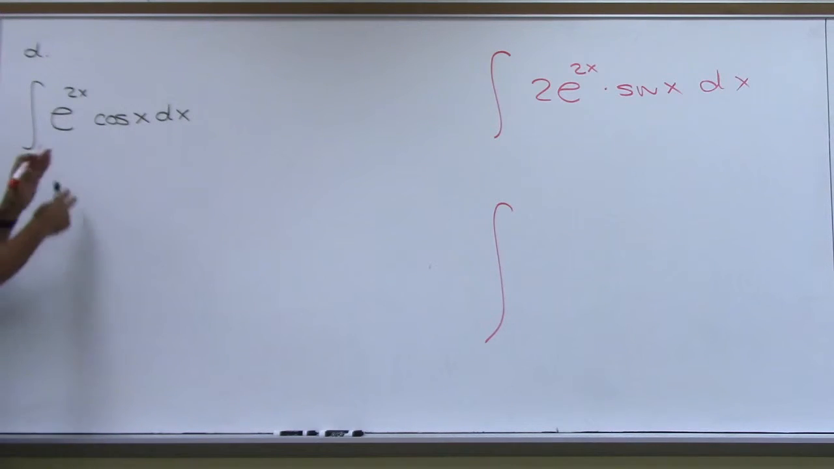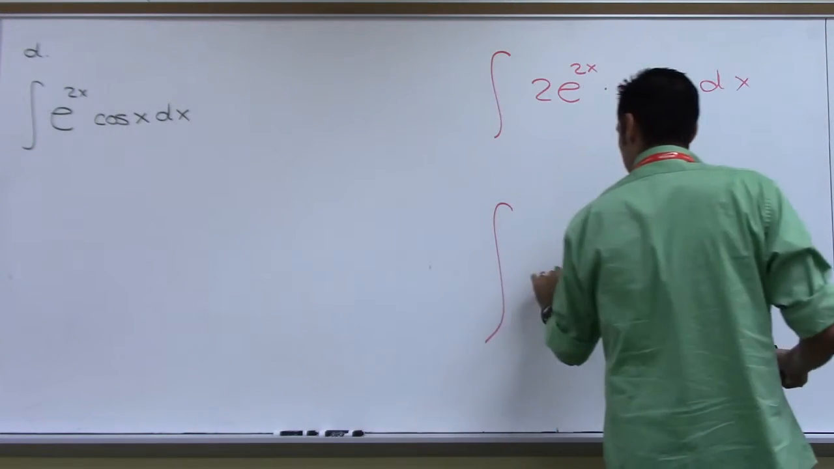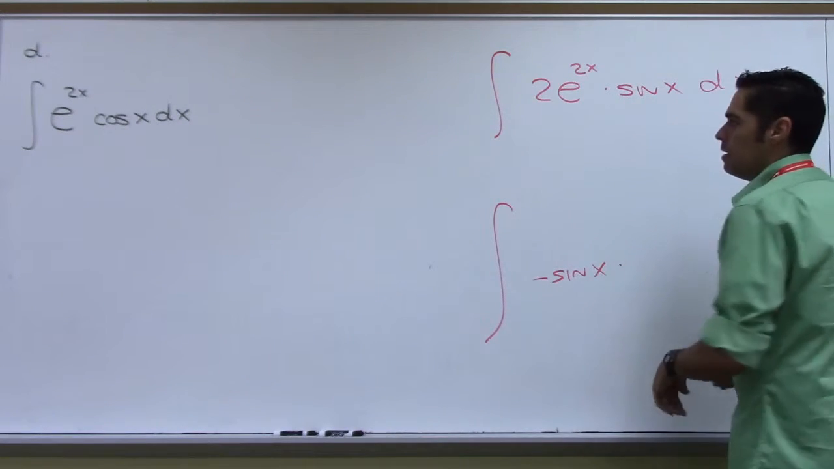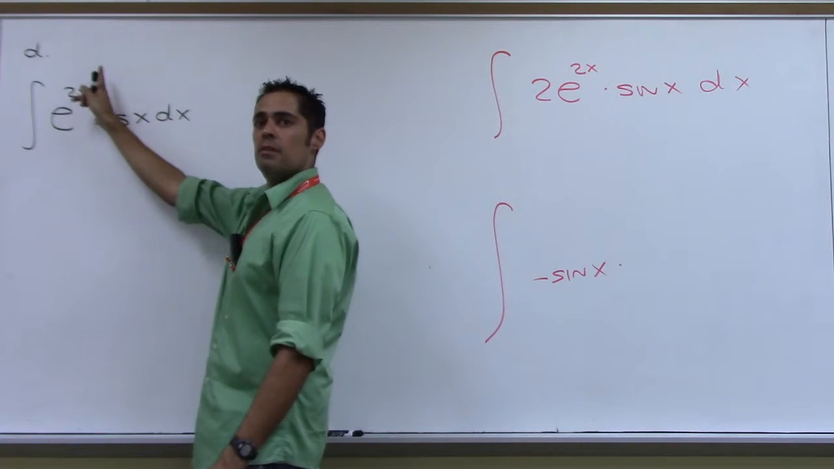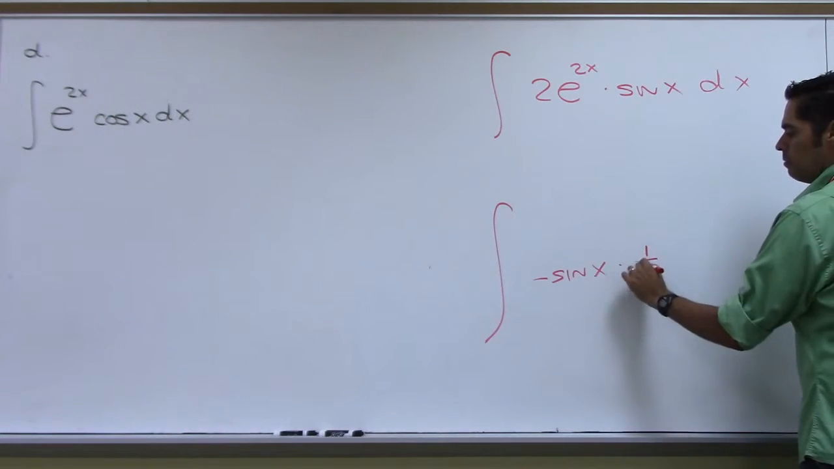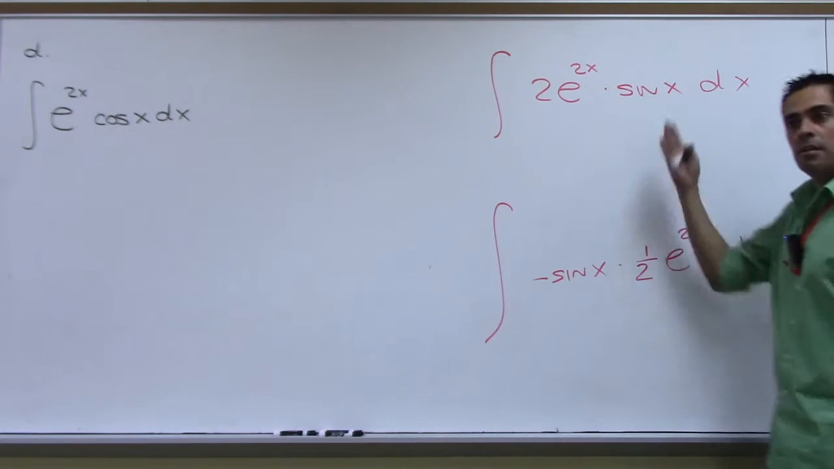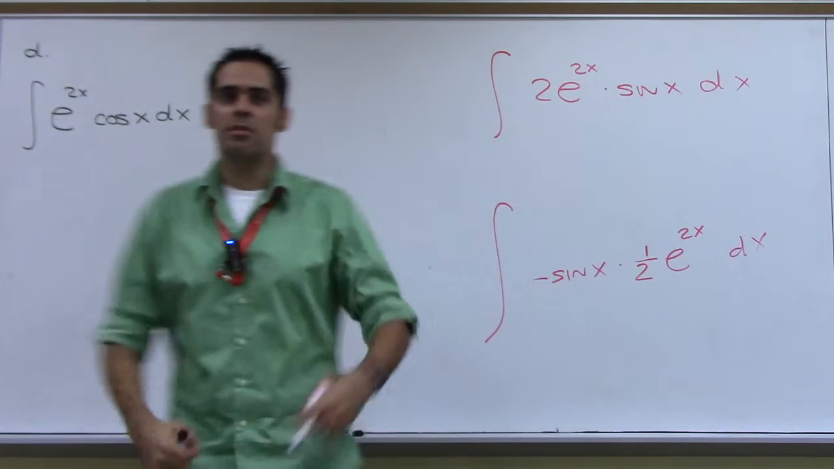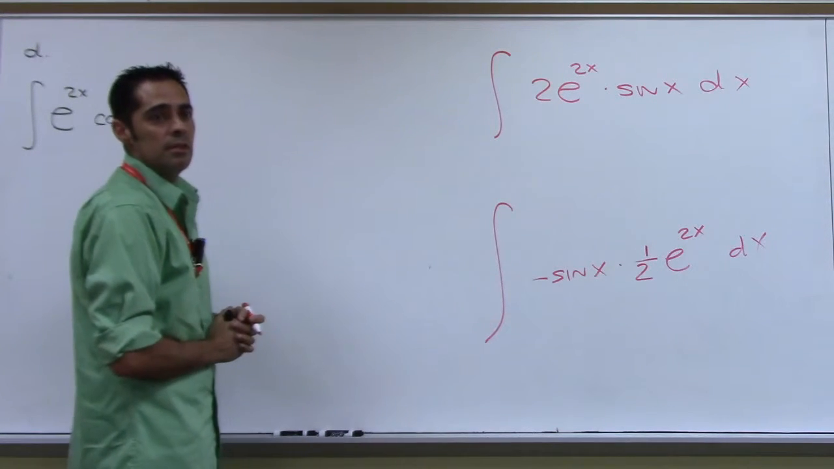What if we did it the other way around? Let the cosine be the u. Then what am I going to have over here? Negative sine x, and then I need to integrate this, right? Go antiderivative. So what's the antiderivative of e to the 2x? 1/2 e to the 2x dx. Understand? Those are the two things I'm foreseeing in the future here as being possible integrals.